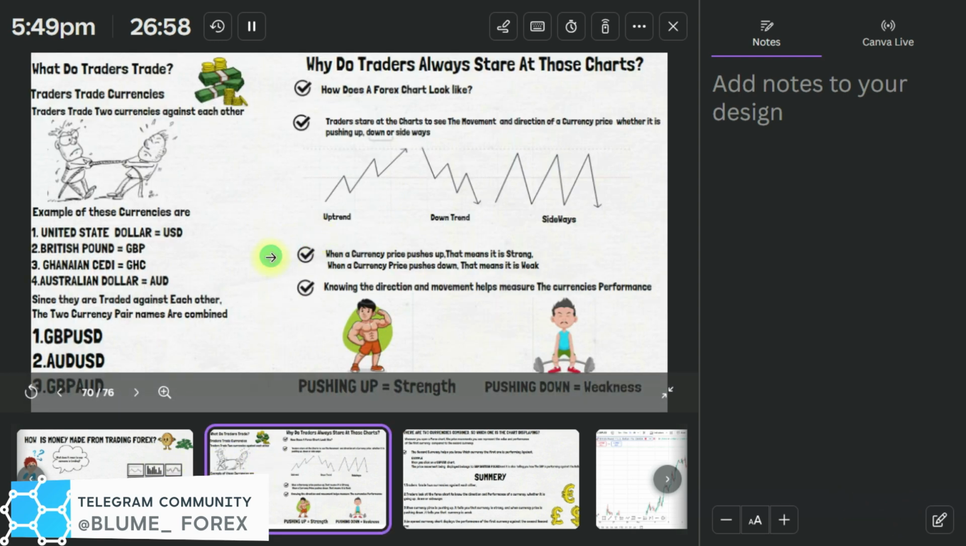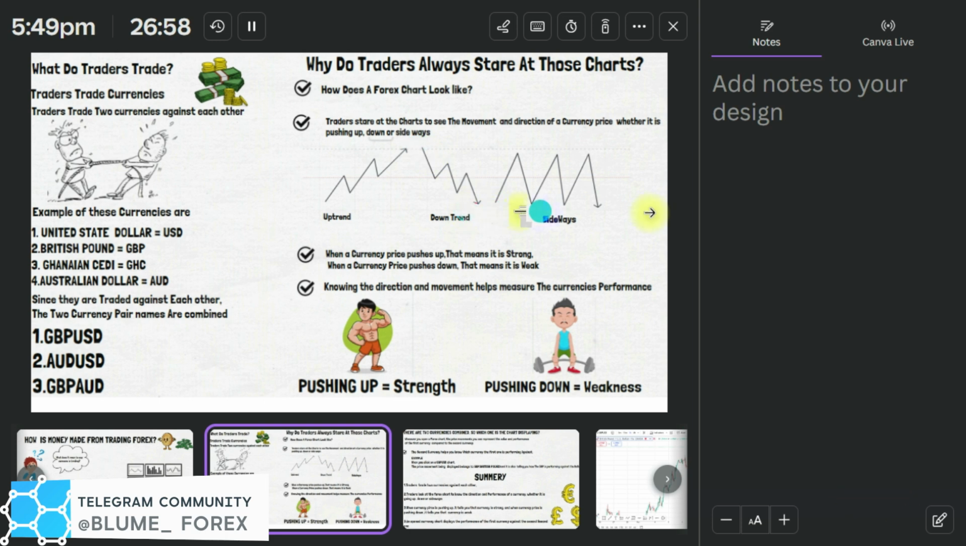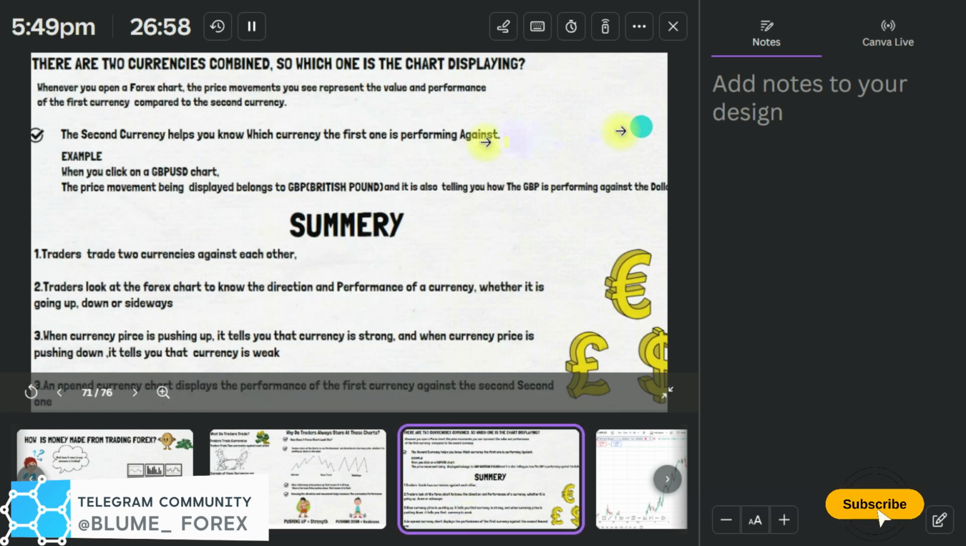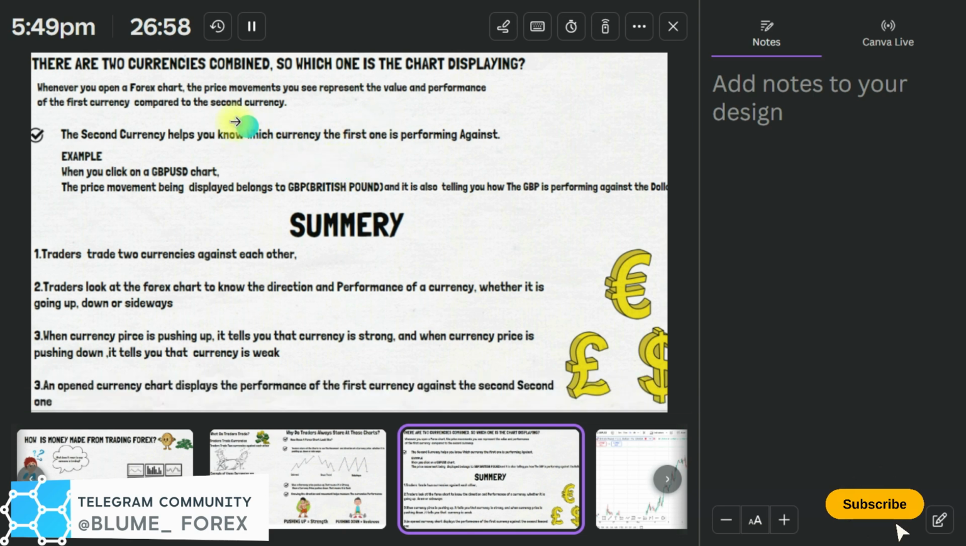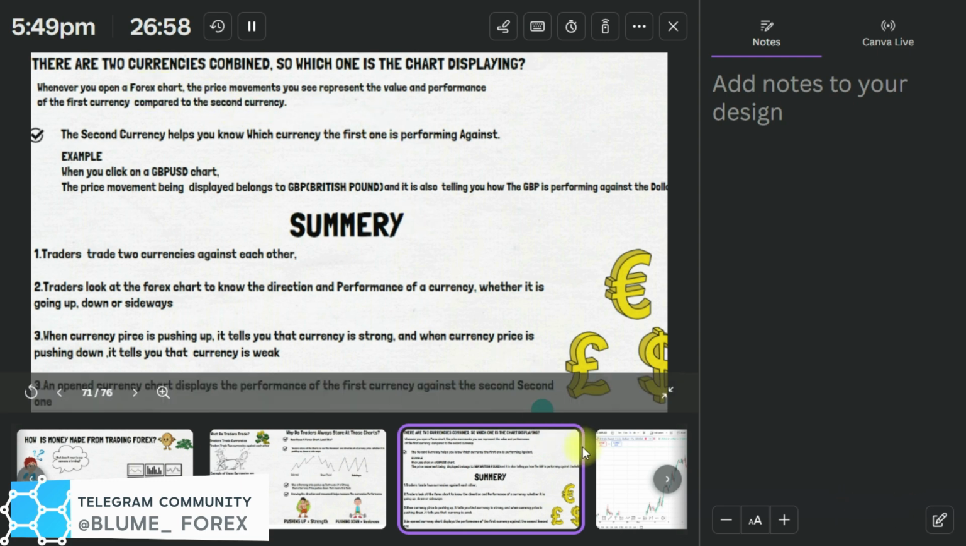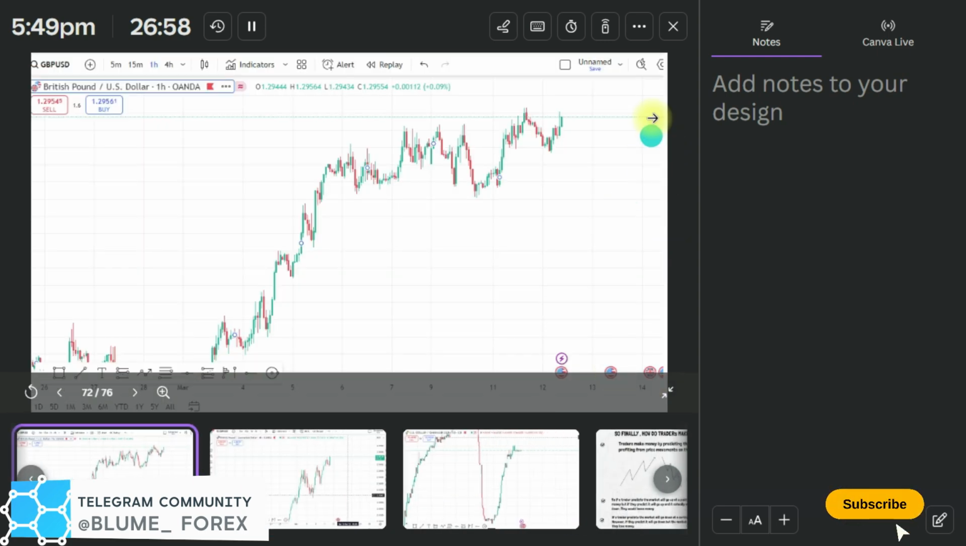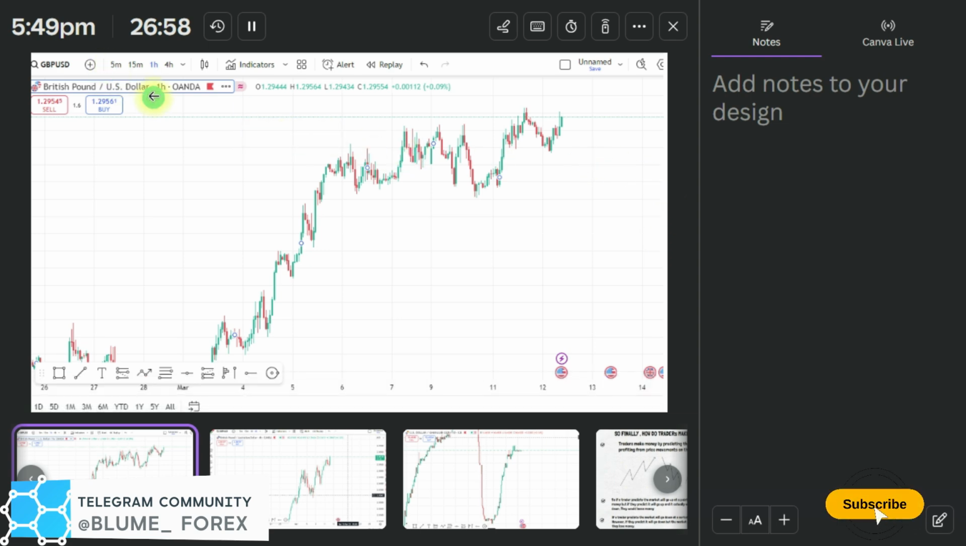So now you know that on the forex market, it's either pushing up, pushing down, or pushing sideways. We also know that pushing up signals strength, and pushing down signals weakness. And we also learned that whenever you open a forex chart, what the chart is displaying belongs to the first currency. It shows how the first currency is performing against the second one. But on the side of the chart too, you are going to have the currency price of the supporting currency, which is this one.